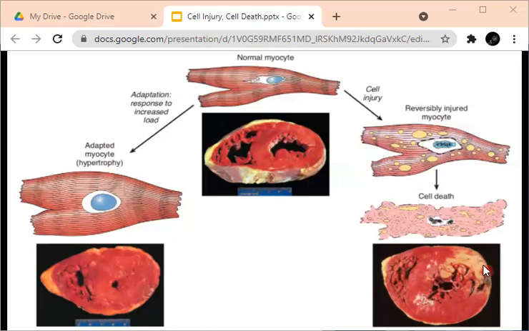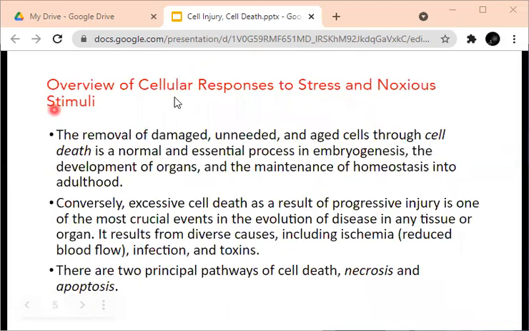So meron tayong posterior lateral part pala ito, all right? So meron tayong myocardial infarction and this is a case of a myocardial infarction. So that is cell death and this is adaptive response. All right? So the removal of damaged, unneeded, and aged cells through cell death is a normal and essential process in embryogenesis, the development of organs, and the maintenance of homeostasis into adulthood.